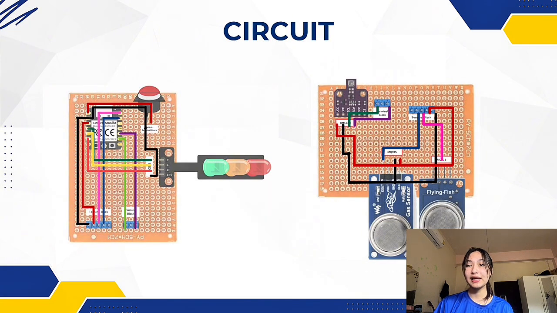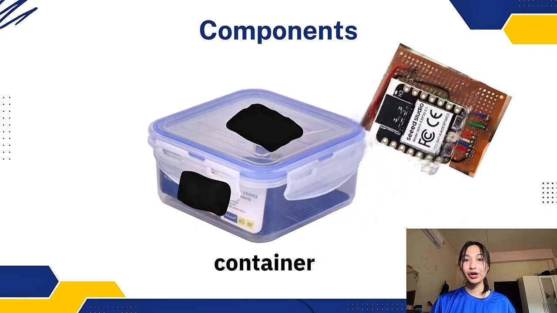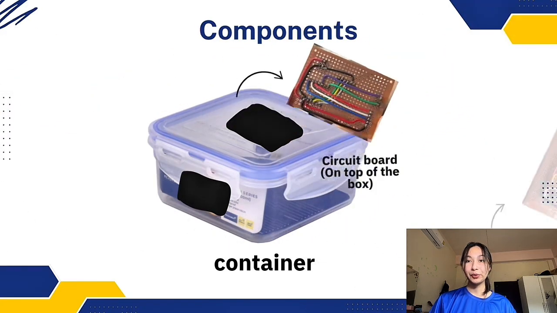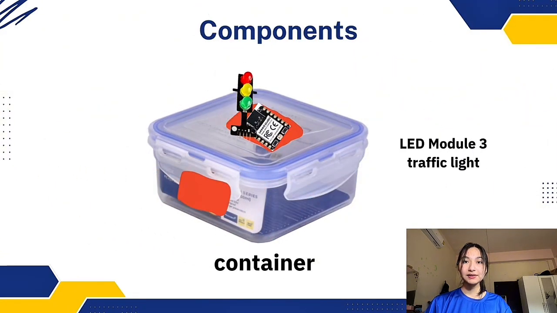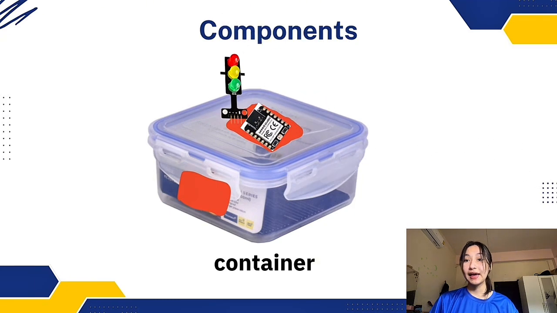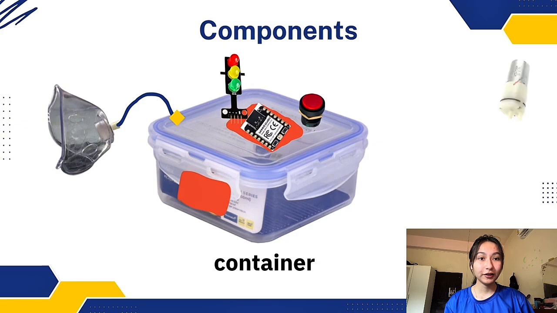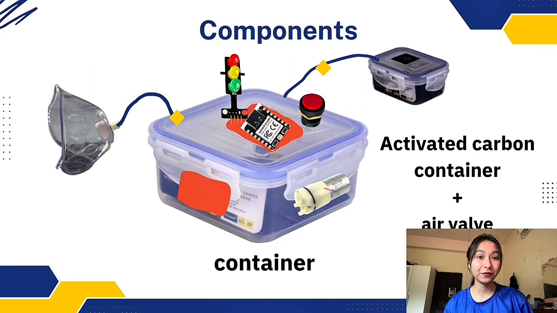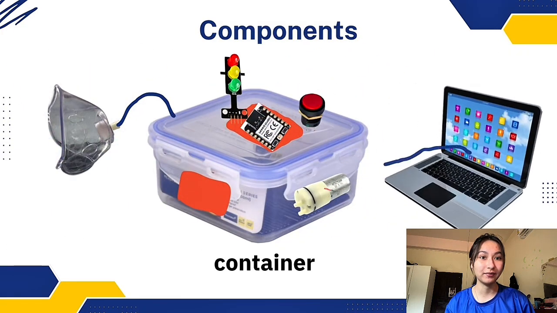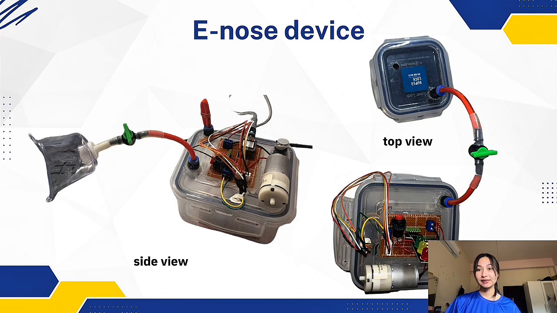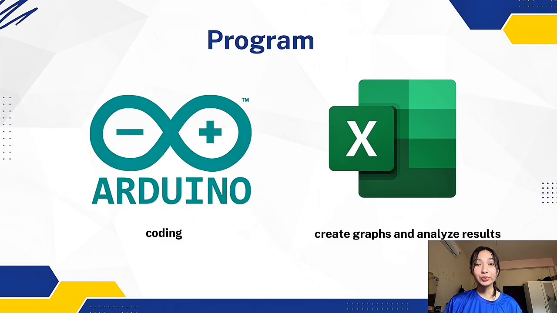There are two boards, and this is the circuit design. The device includes a cell container, Arduino microcontroller, circuit boards, LED module, button switch, aerosol chamber, and an air pump to control the flow of breath samples into the sensors. Then we connected the whole box with a container filled with activated carbon and an air valve. And here is the eNose device from the side view and top view. For the program, we mainly use Arduino for coding and Excel to create graphs and analyze results.